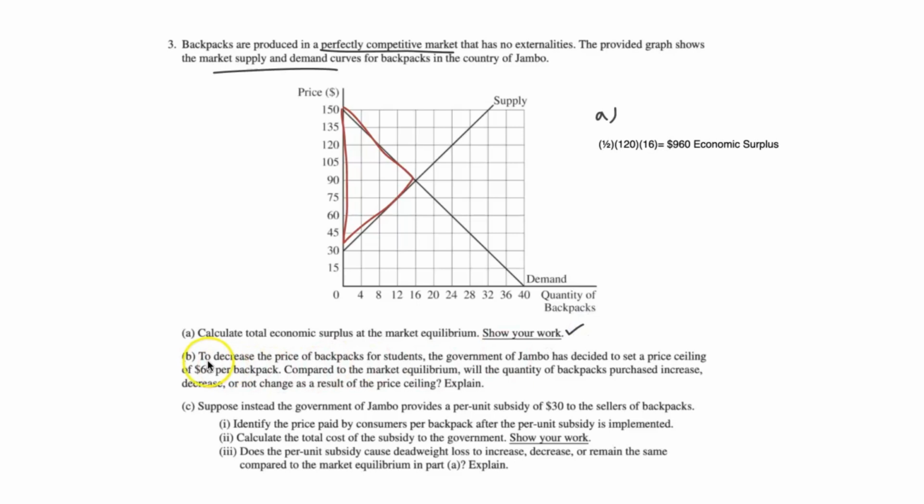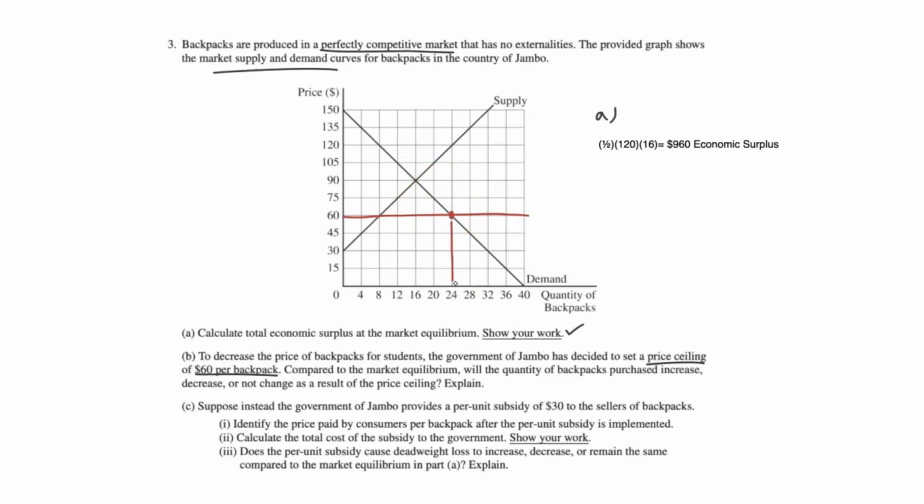B says, to decrease the price of backpacks for students, the government of Jambo decides to set a price ceiling of $60 per backpack. Still pretty darn expensive. Compared to the market equilibrium, will the quantity of backpacks purchased increase, decrease, or not change as a result of the price ceiling? Well, let's see. Theoretically, you would think that if the price goes down, they would buy more. But is that the case? Well, this is a price ceiling below the equilibrium price, which means it is binding and does have an effect. So consumers, right here, they want to buy 24 backpacks.